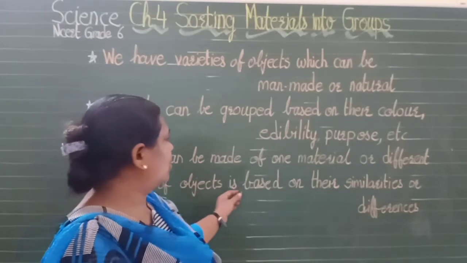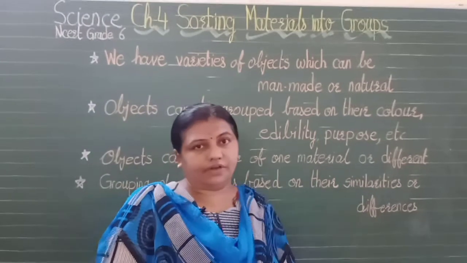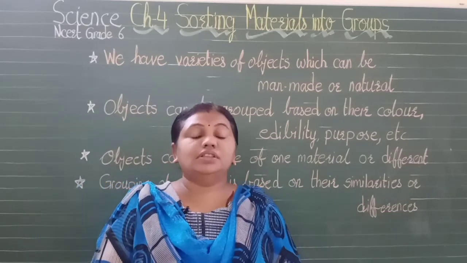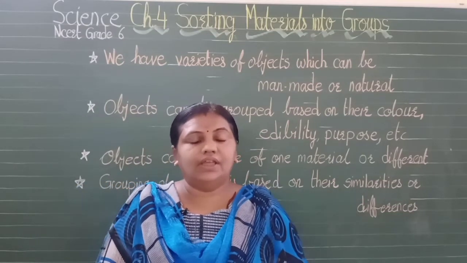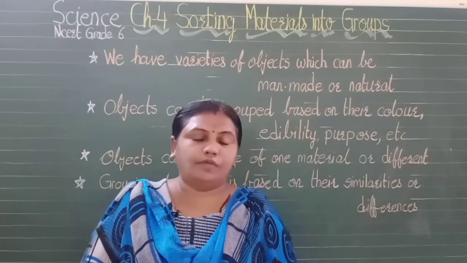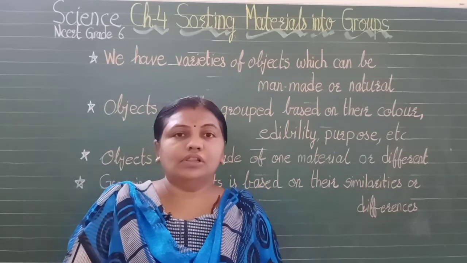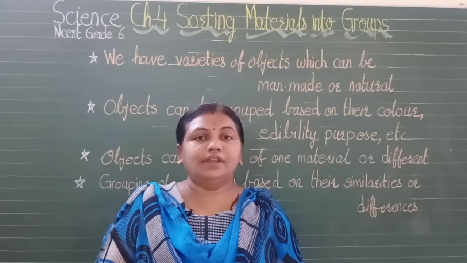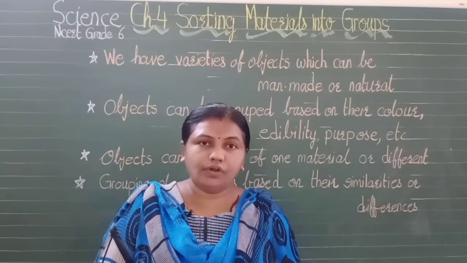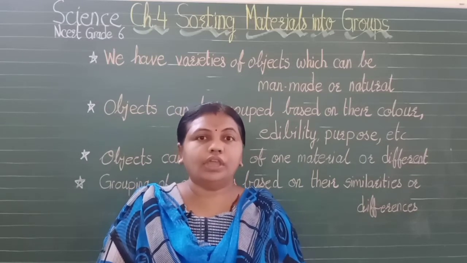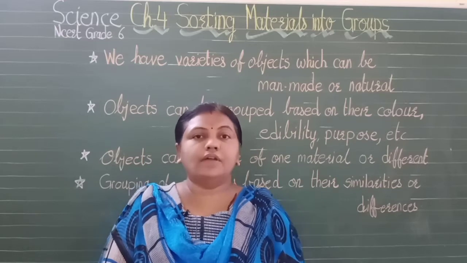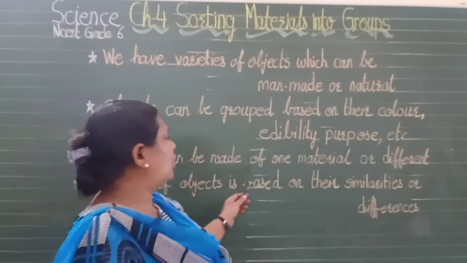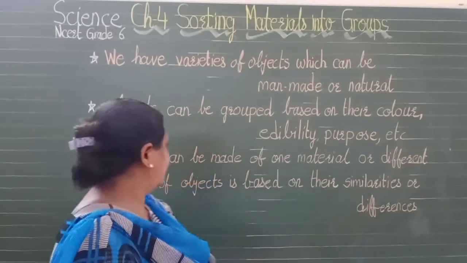Objects can be made of one material or different materials. The chair on which you are sitting may be of plastic, may be of wood. But when you go to school, the benches on which you sit are made of iron and wood, both. It is not only of wood, not only of iron. Mostly it is of these two materials. So objects can be made of one material or different.